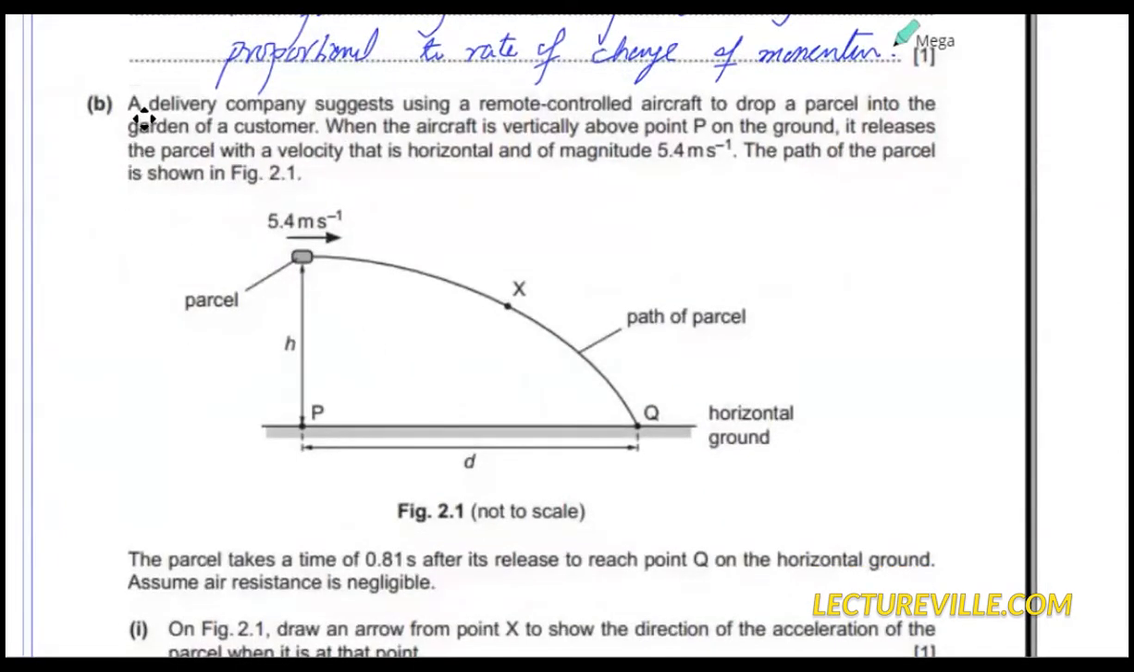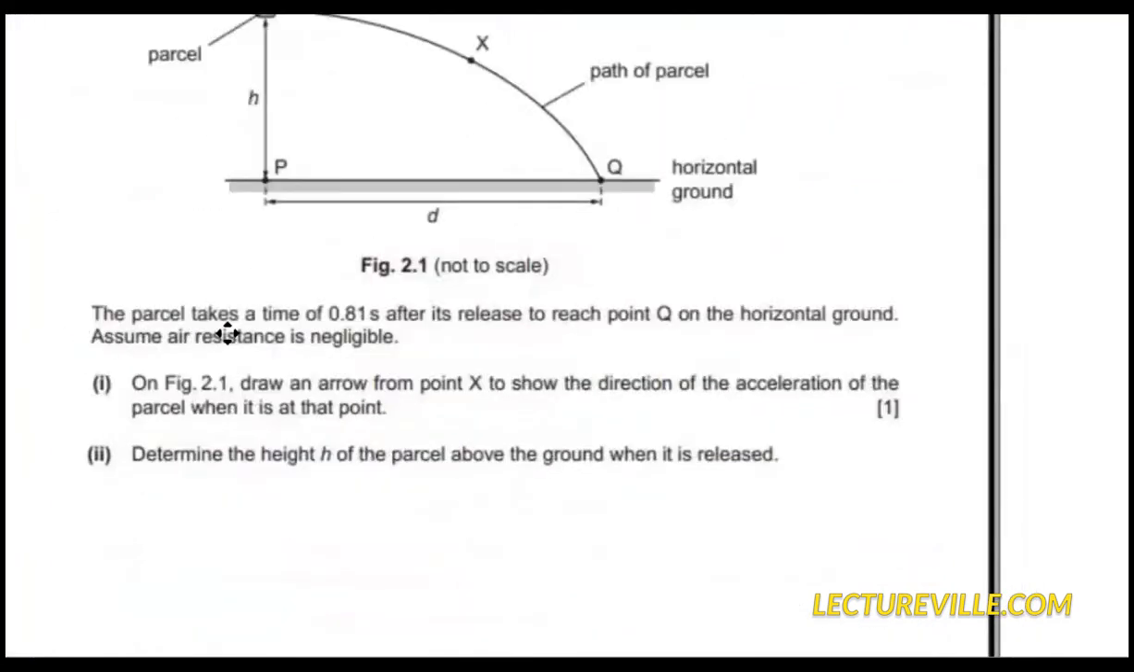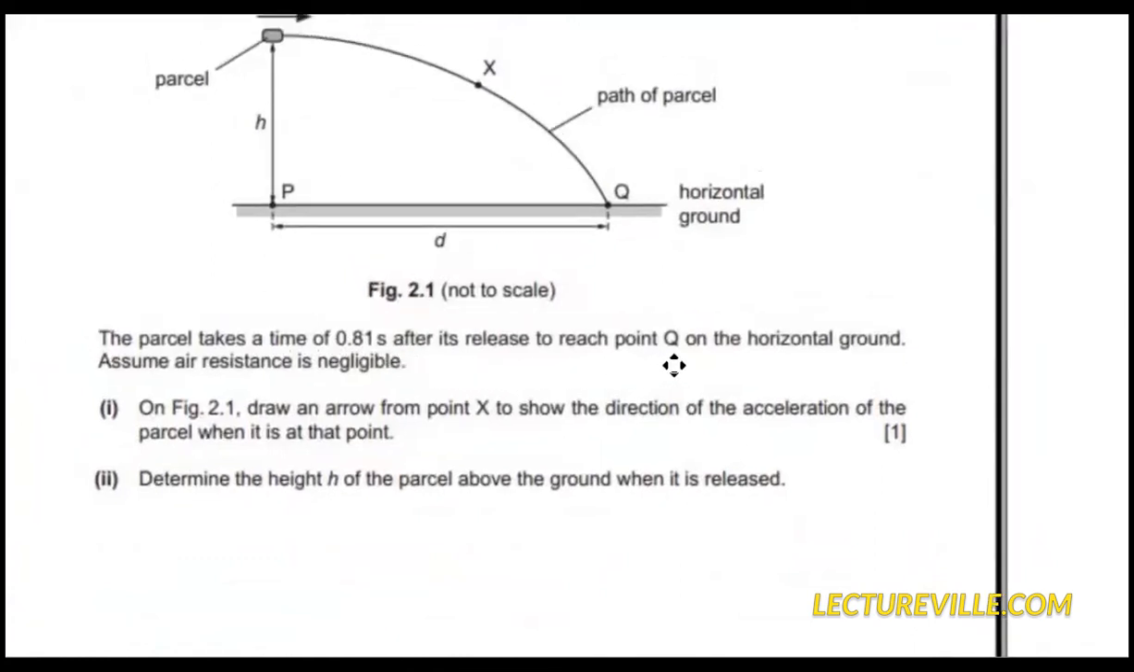A delivery company suggests using a remote control aircraft to drop a parcel into the garden of a customer. When the aircraft is vertically above the point P on the ground, it releases a parcel with a velocity that is horizontal and of magnitude 5.4 meters per second. The path of the parcel is shown like this. The parcel takes a time of 0.81 seconds after it's released to reach the point Q on the horizontal ground. Assume air resistance is negligible, and this is important.